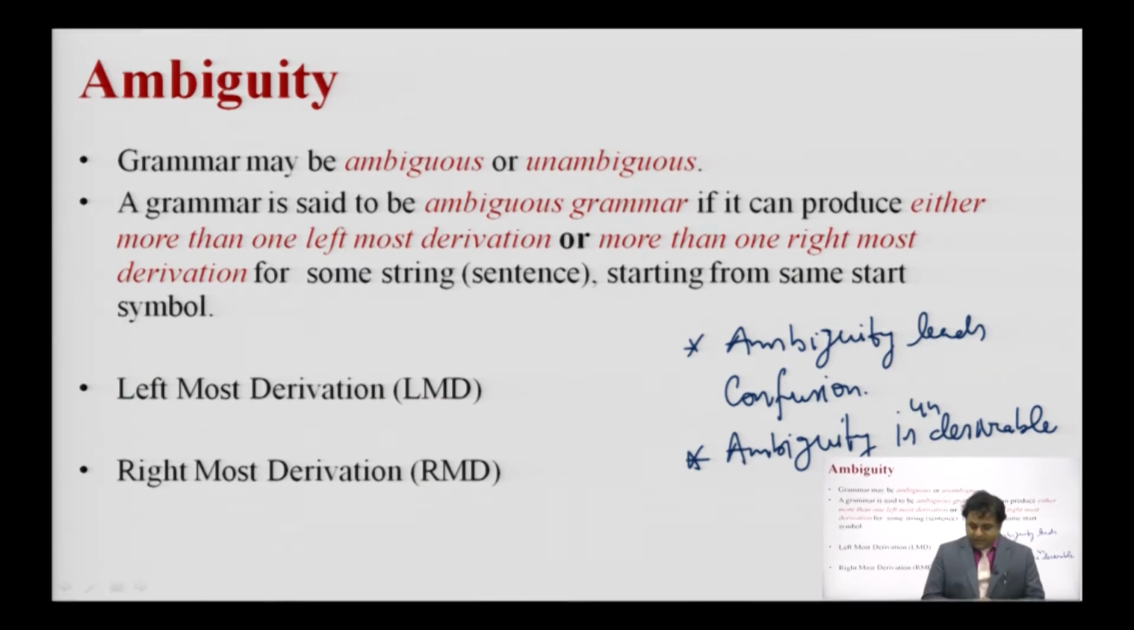So, how can we check whether a grammar is ambiguous or unambiguous? There is no straightforward algorithm by which we can compute whether a grammar is ambiguous or not, but there is a method by which we can try to find out. A grammar is said to be ambiguous if it can produce, I repeat, more than one leftmost derivation or more than one rightmost derivation. Now, what is the meaning of leftmost derivation and what is the meaning of rightmost derivation?